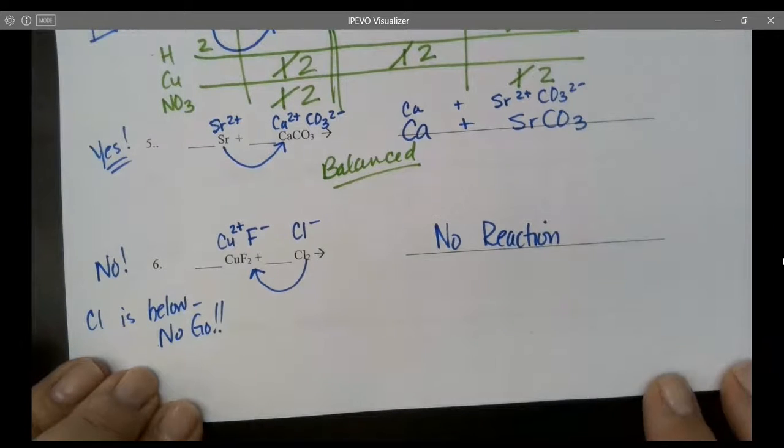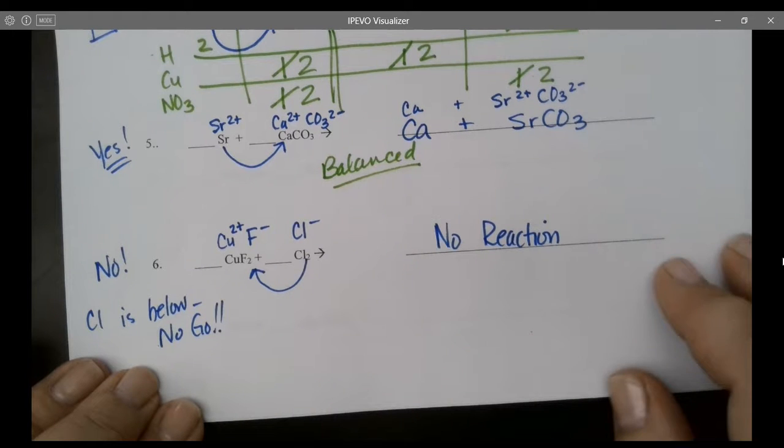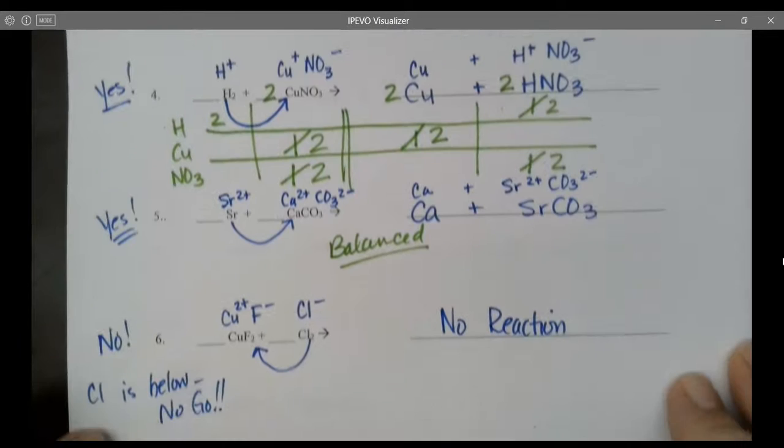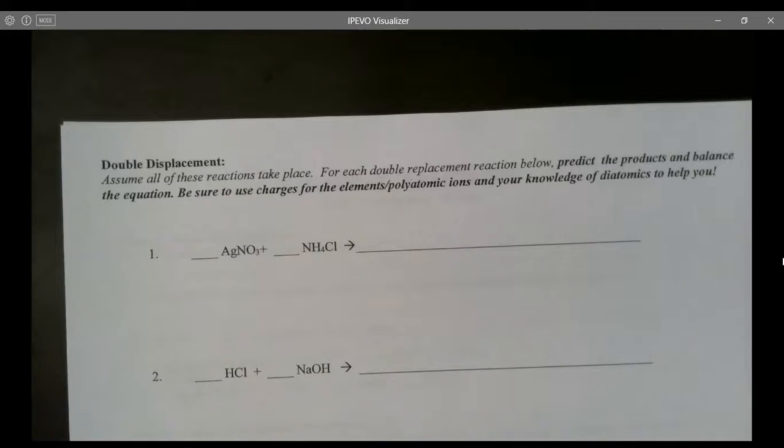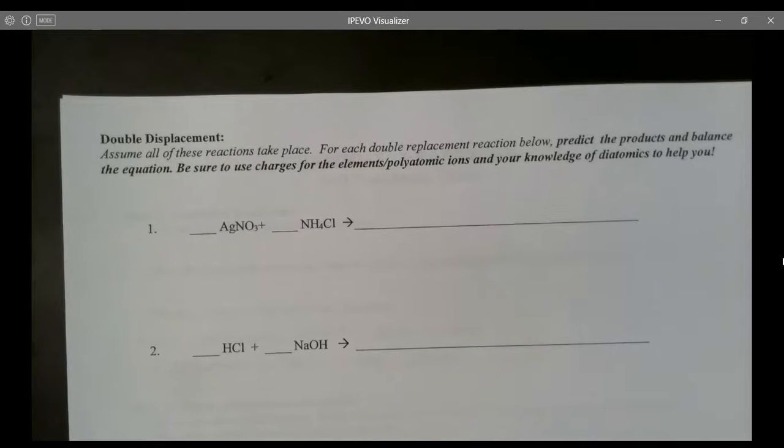Okay. Hopefully those were pretty easy, but you can always come back through it or reprint the page and try and work through some more problems as you go. I do want you to look at your double displacement page, which is the very next page.